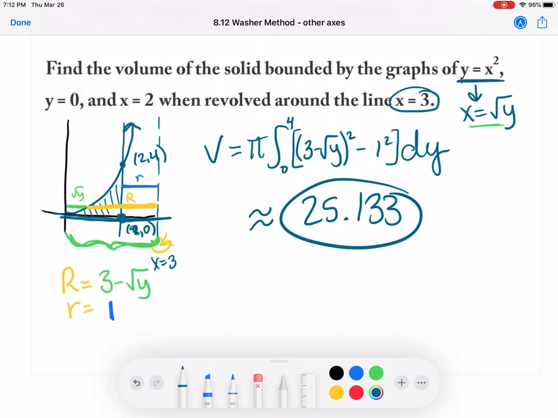Again, the inside and outside radii are going to be probably the trickiest part, because once you have those, plugging it in, or even integrating, is super simple. So draw your pictures, find your big R and little r, and everything after that will be super fun.